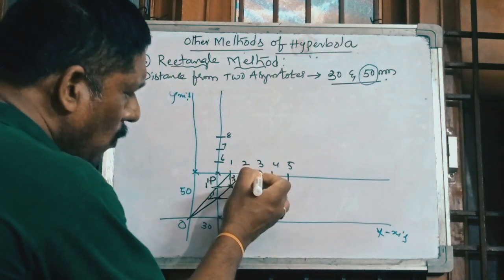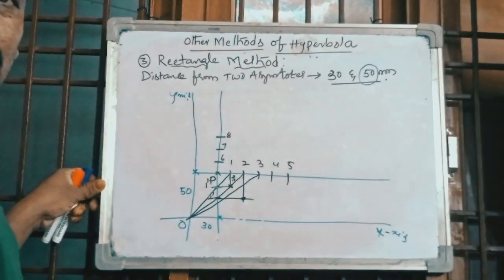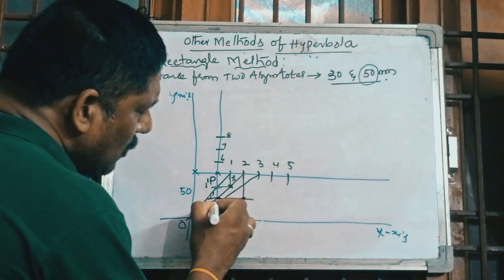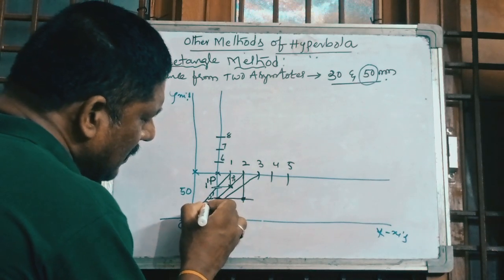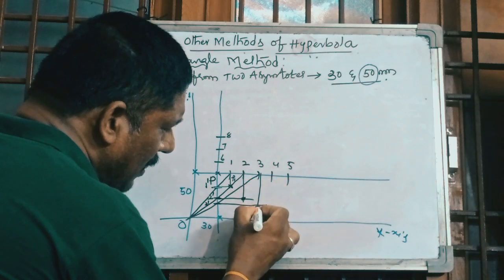In the same manner, go for the third point. Join 3 point to the O. Always draw a straight line. So it is the intersecting point here. It is 3 dash. From here, draw the horizontal line, and from here, draw the vertical line.